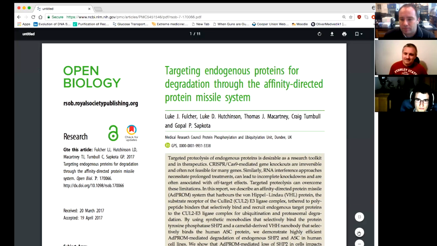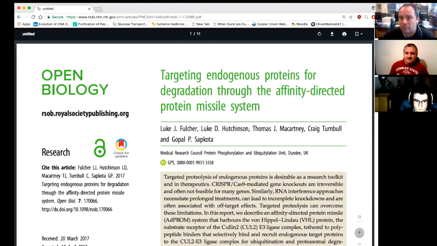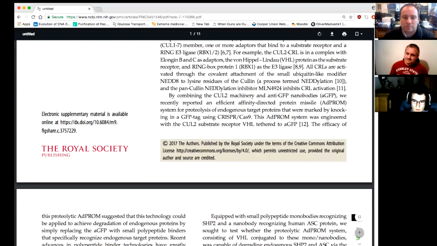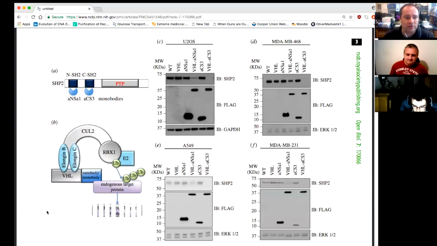Well, let me share my screen and let's take a look at some of the components of the AdPROM system. So here's the paper, and I'm going to scroll through it. They have a little cartoon of their complex here in figure 1B. You'll notice it's got this kind of complicated monster with Cul2, RBX1, E2. The actual AdPROM is these two boxes that say VHL and nanobody, monobody.